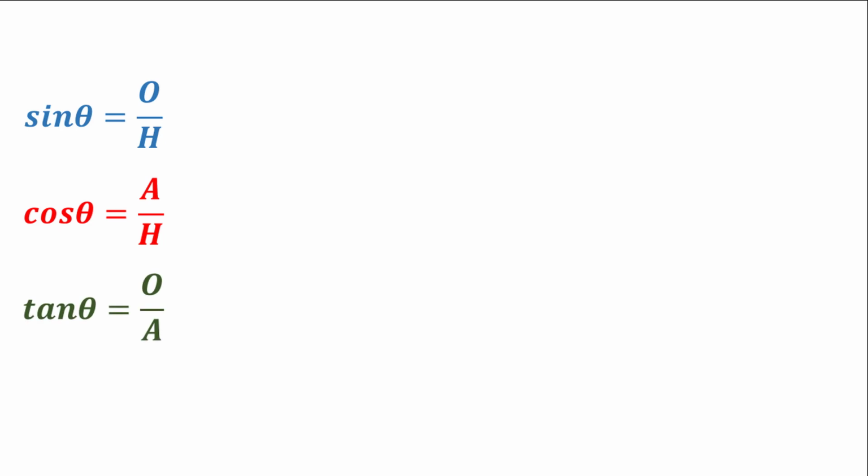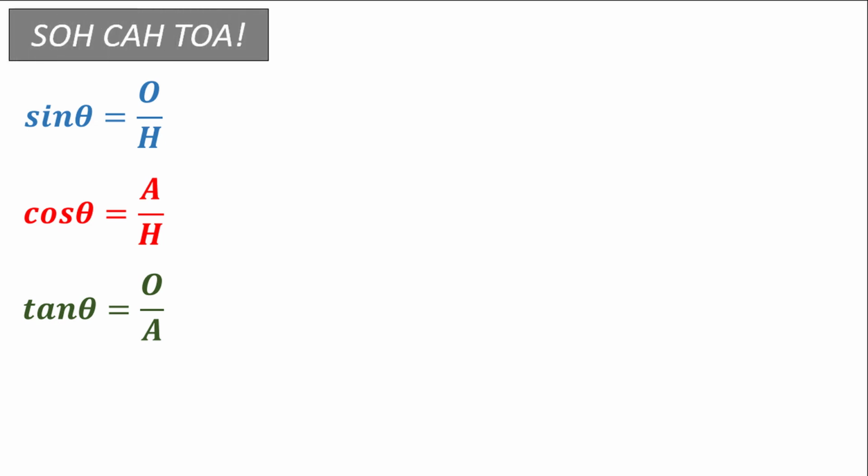Each ratio relates an angle to two sides on a right triangle. Sine of the angle theta is the opposite side divided by the hypotenuse. Cosine of the angle is the adjacent side divided by the hypotenuse, and tangent of the angle is the opposite side divided by the adjacent side. An easy way to remember these ratios is by the familiar saying, SOHCAHTOA.